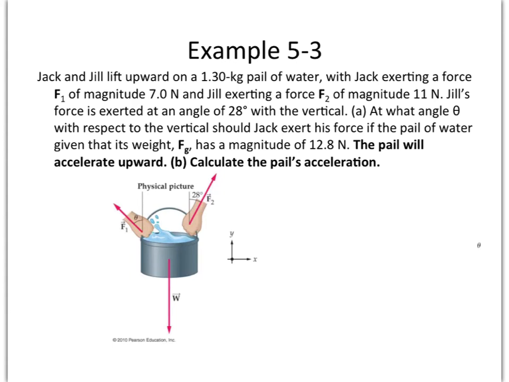We're continuing notes on Chapter 5 on forces and Newton's laws, and this is going to be example 3, our Jack and Jill pail problem. I'm going to modify this problem a little bit. I think it'll make it a little bit easier. We're going to take some things and change them just a little bit.